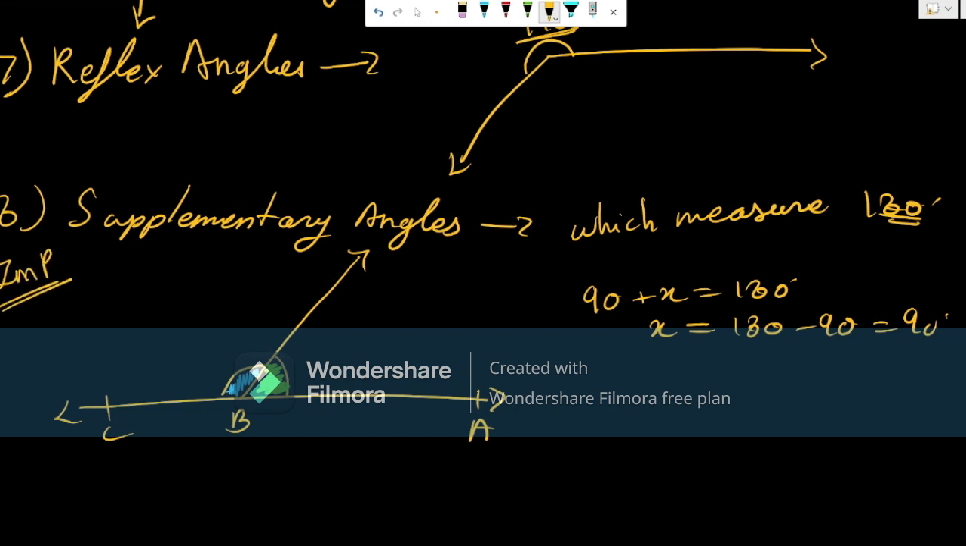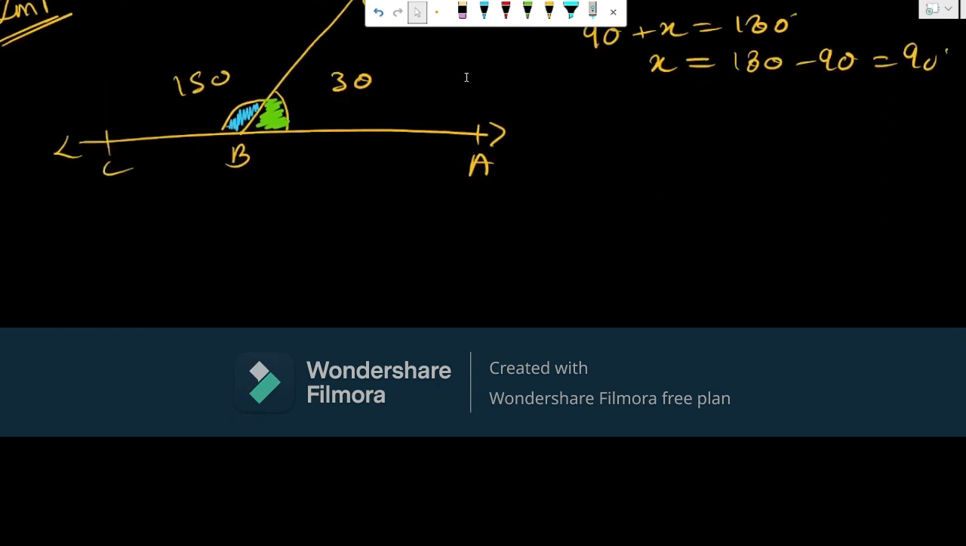Now here the definition is, when two angles combined together are forming 180, they are called supplementary angles. So this is as simple as that, there's no concept behind it. It's just two angles forming 180 degrees. Now let's talk about complementary angles.